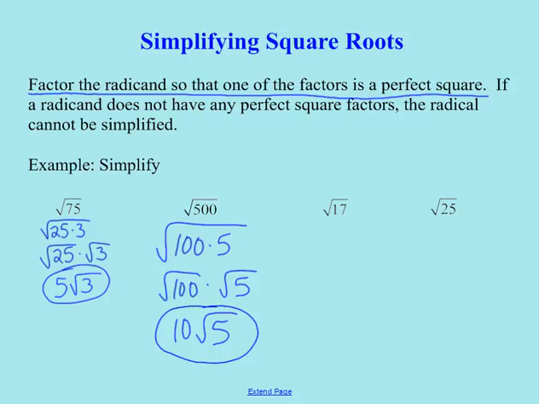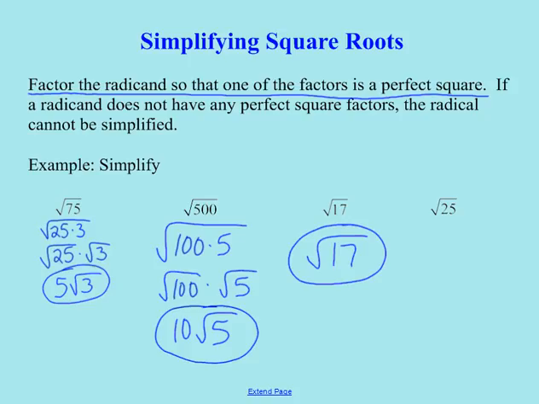Next we have the square root of 17. Hopefully you recognize 17 is a prime number, and it does not have any perfect square factors. So the square root of 17 is already in simplest form. We cannot change it anymore.